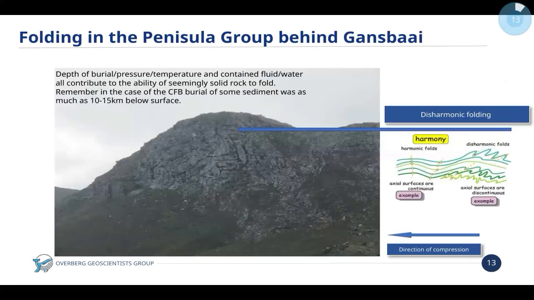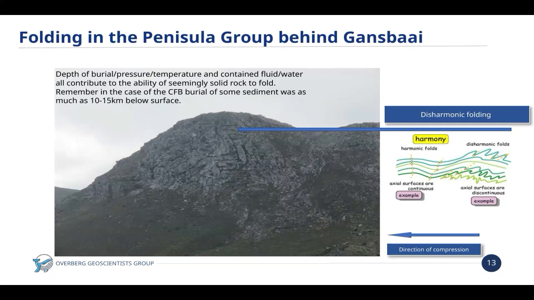If we look today at the mountain just behind us here in Gansbaai, we can see the folding that has taken place at very deep levels. Remember that we talked about burial of up to 8 kilometers. So things, when this folding and thrusting took place, were slightly different. Temperatures were much higher. They were probably in the order of 300 degrees.